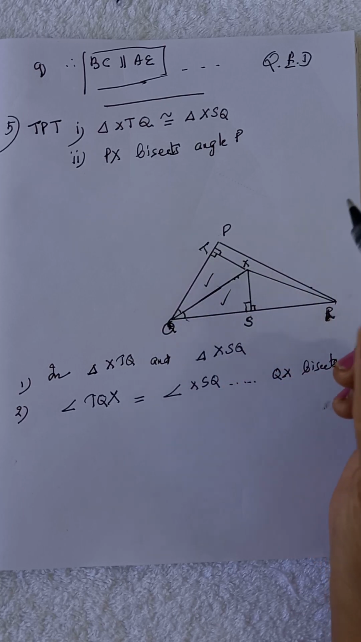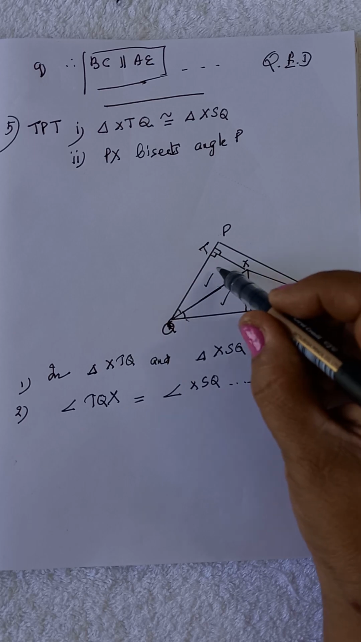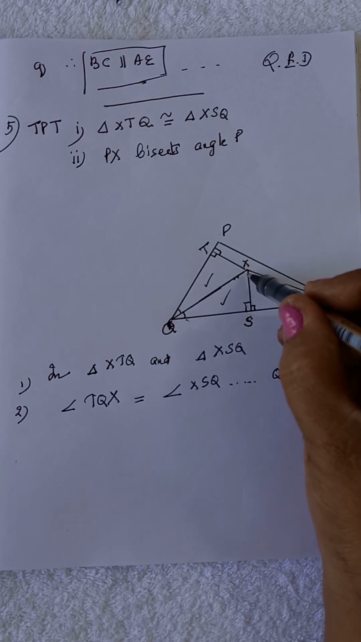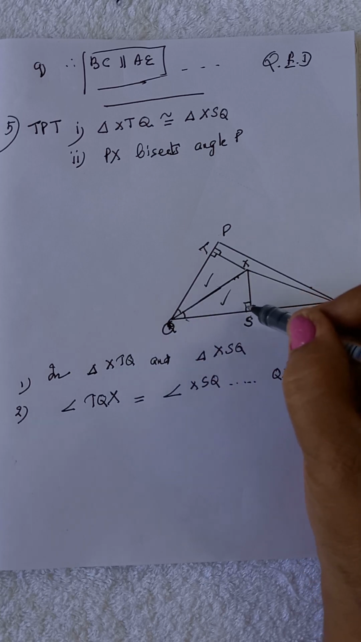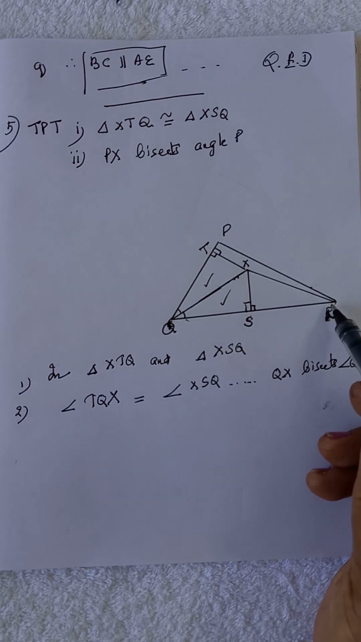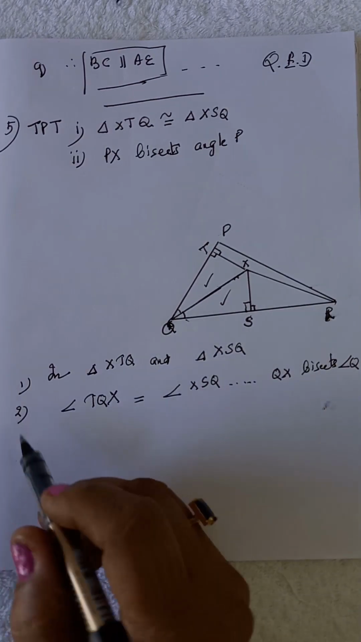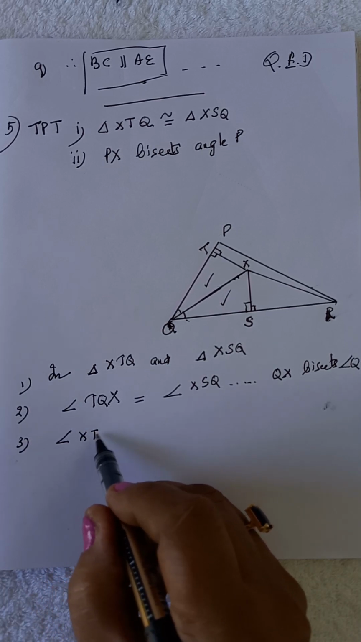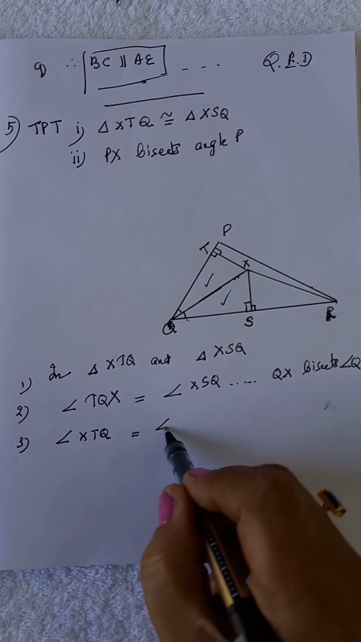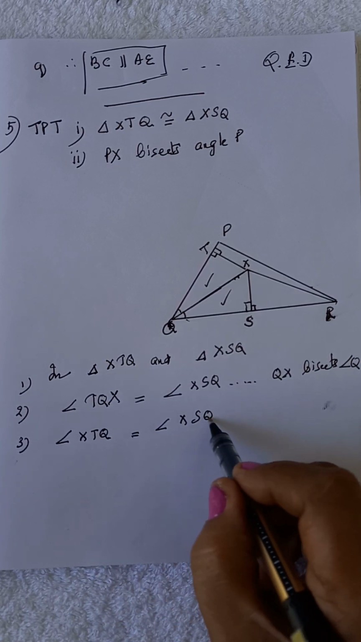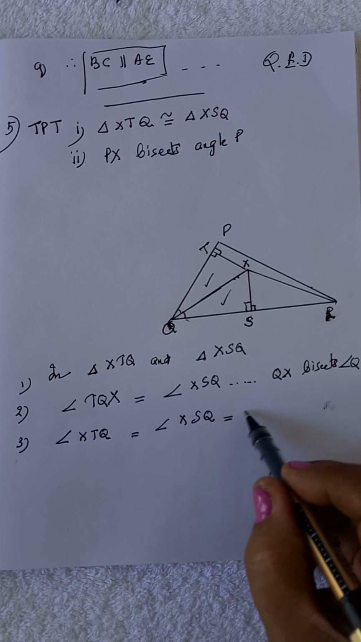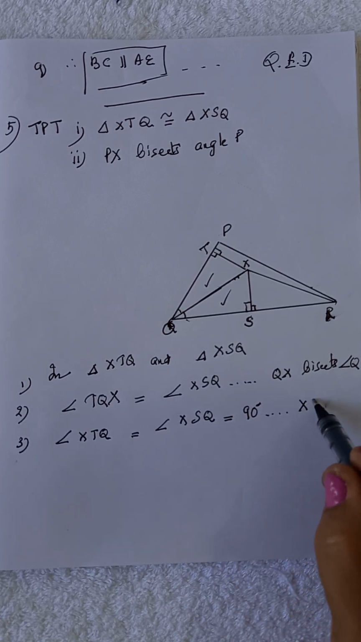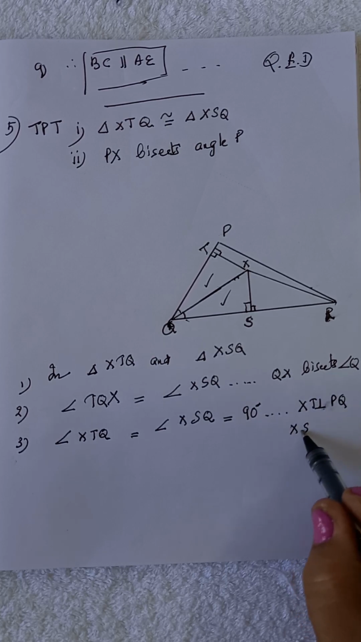As XT is perpendicular to PQ, we can say that angle XTQ is equal to 90 degrees. That is coming in the first triangle. Again, angle XSQ, that is also 90 degrees. Why? XS is perpendicular to QR. So we can write as third point, angle XTQ is equal to angle XSQ, that is equal to 90 degrees. Reason is XT is perpendicular to PQ and XS is perpendicular to QR.